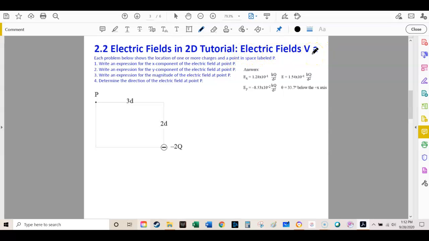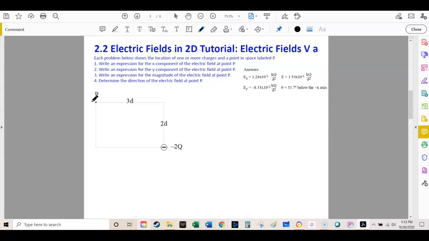Suppose you had a negative 2Q charge here, and that negative 2Q charge is a distance 2D up, 2D down, and 3D to the right from where you're going to draw your electric field vector. Point P is where you're going to be drawing the vector.